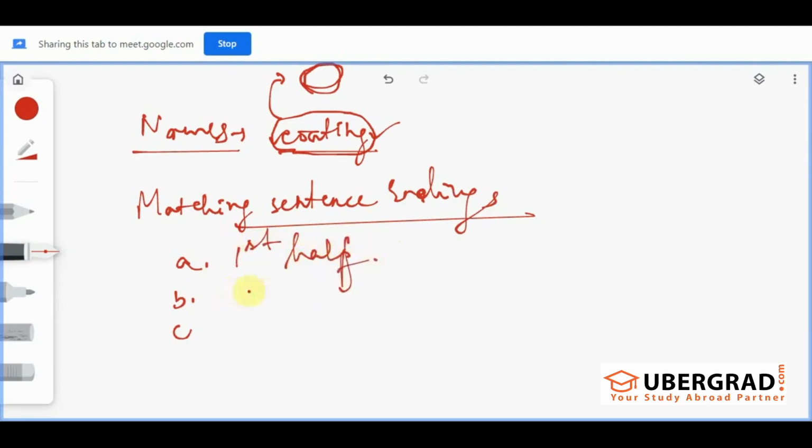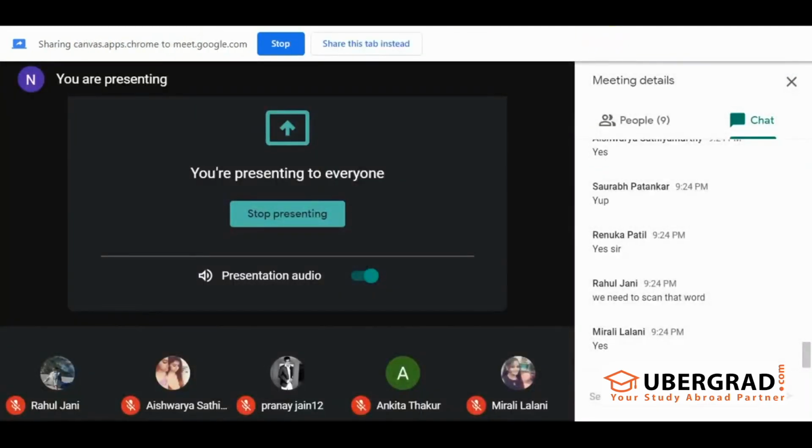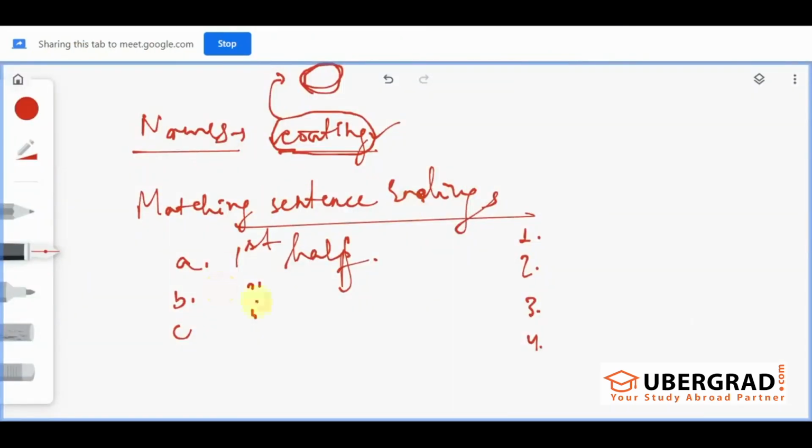Okay, the first half is given over here. And 1, 2, 3, 4 are the second halves of the statement. What we have to do is read the first part and then match it with the respective second part. Got it? Matching sentence endings. So match the first part of the statement with the last part of the statement. This is called matching sentence endings.